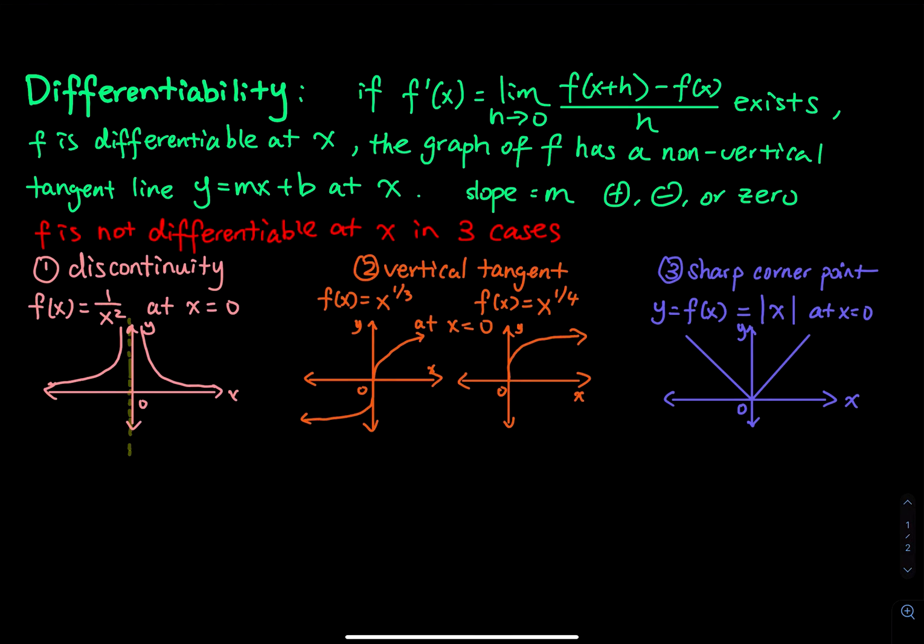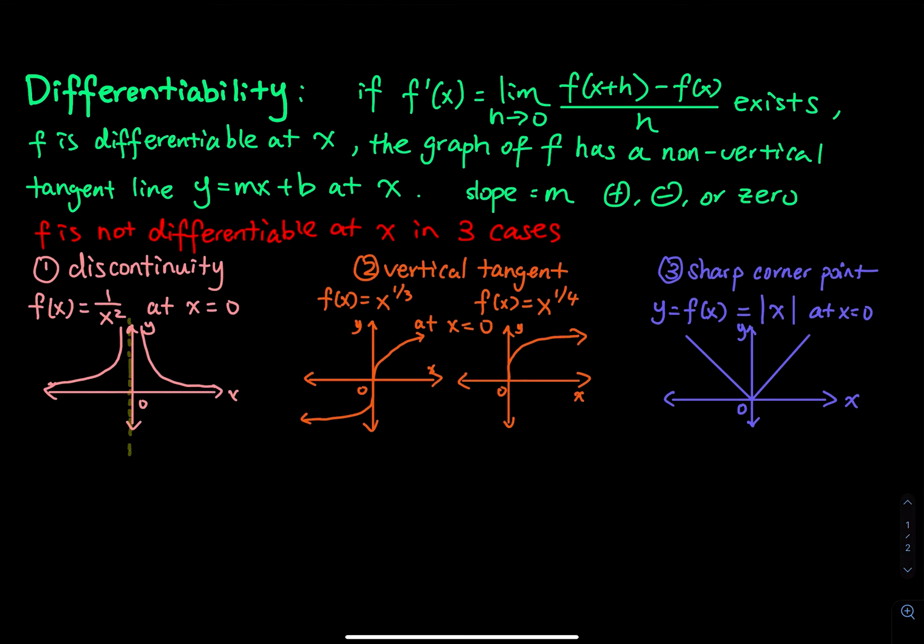So let's start with the definition, the rules. Differentiability: if f prime of x is equal to the limit as h goes to 0 of f of x plus h minus the function itself, divided by h, exists, that means the derivative exists. f is differentiable at x. The graph of f has a non-vertical tangent line. Non-vertical tangent line because for a straight line, if the line is vertical, then the slope doesn't exist, right? So that's why I said non-vertical tangent line. y equals mx plus b, the slope is m, b is the y-intercept. At x, the slope, which is m, is either positive, negative, or 0.